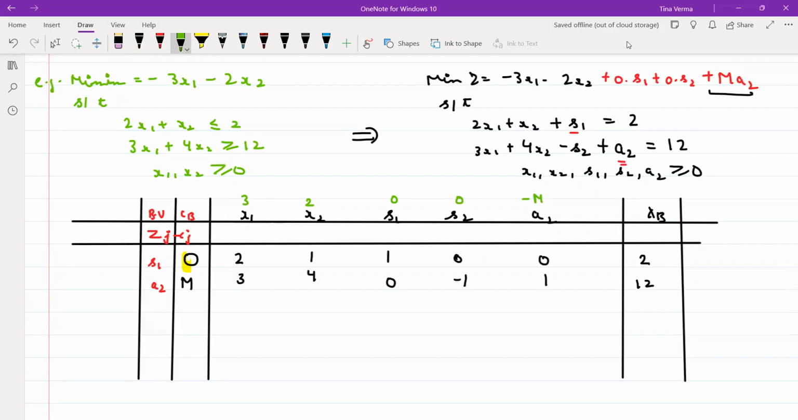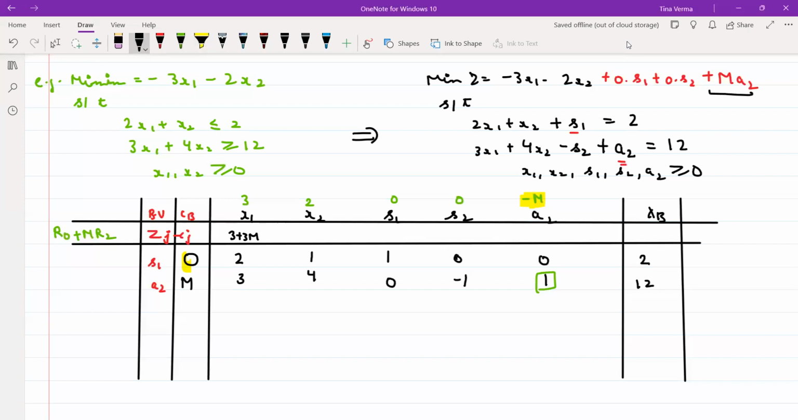Now when you write Zj minus Cj, what should your Zj minus Cj be for a basic variable? 0. So either you can apply your row operation or you can use the formula. If you are using row operation, that will be R naught plus M times your R2, so that using the 1 you make 1M. So this entry will come 3 plus 3M.